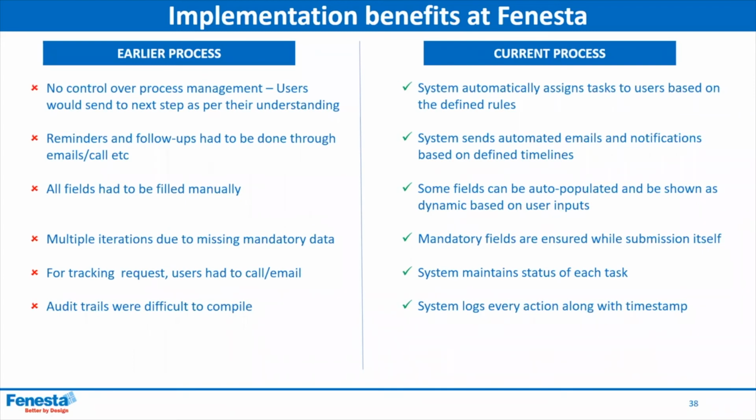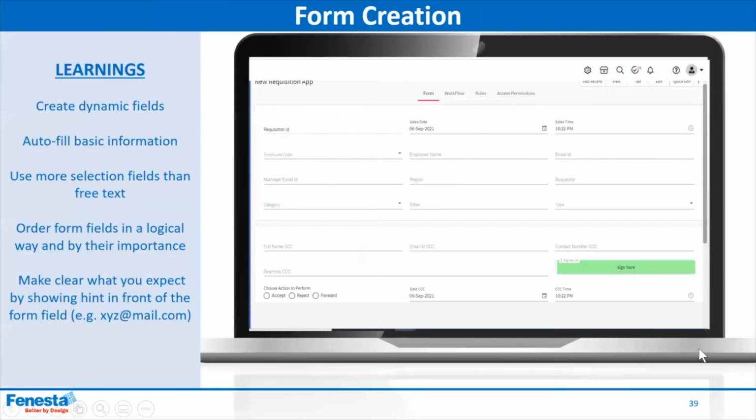Some things like, the system now automatically assigns tasks to the users based on defined rules. We did not have this process control earlier. The follow-ups and reminders are being sent automatically. The fields are auto-populated, so we don't have the chances of manual errors. The mandatory fields are ensured to be available. The status is maintained. Anyone can see the status of the task where I've submitted it. And the final one, it logs each and every action along with the timestamp. It helps a lot in the audit trails that we had to do earlier through multiple mail channels, who sent an email to whom, that can all be eliminated.